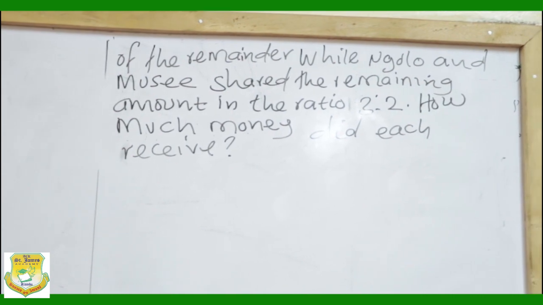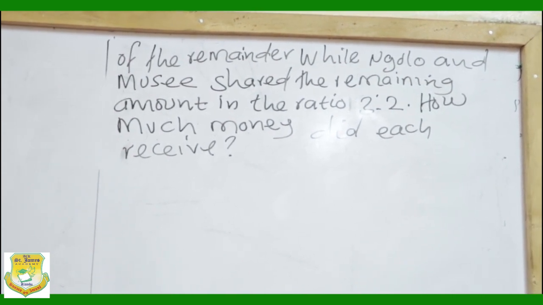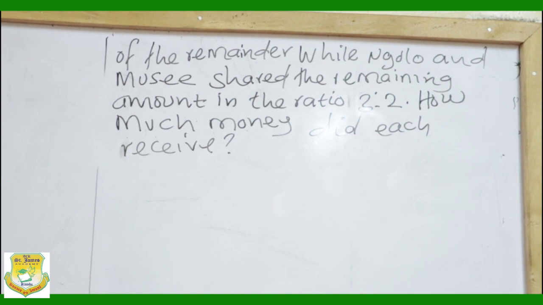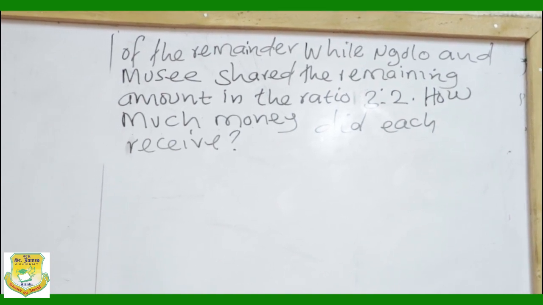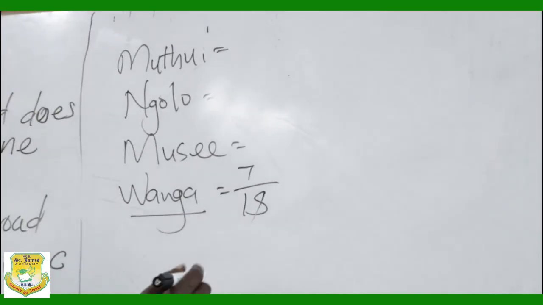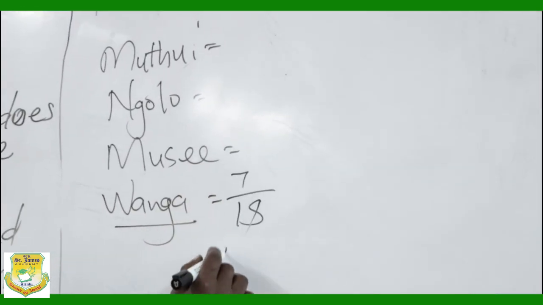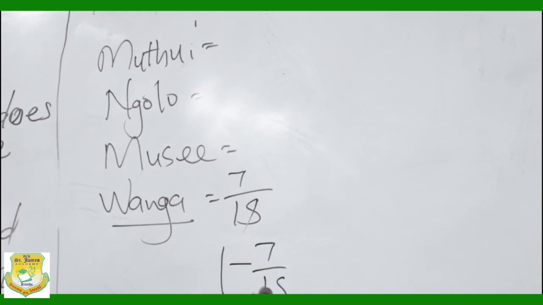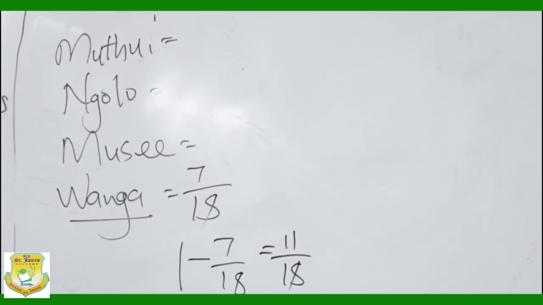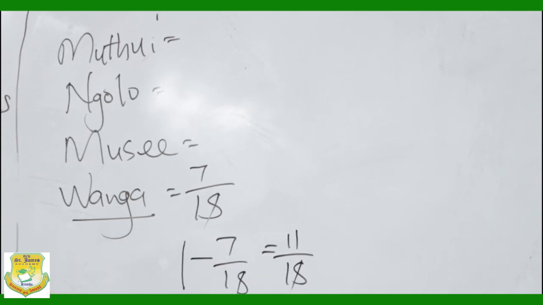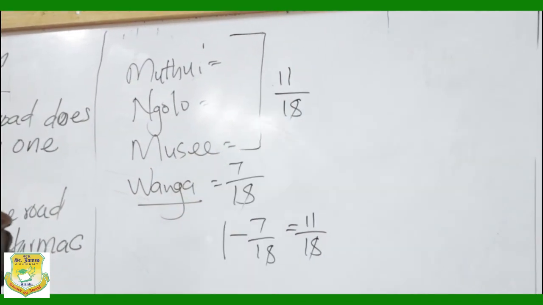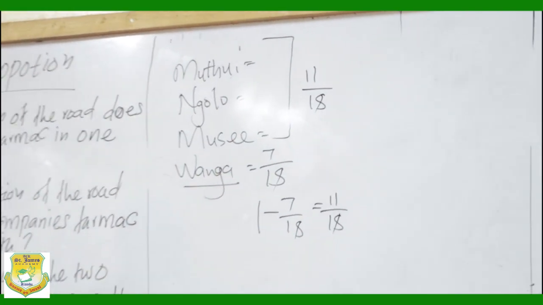How much money did each receive? So we write their names. We have Mbui, Goro, Mzee, and Wanga. Wanga, we are told, got 7 over 18 of the total amount, meaning the three remaining men shared the remaining fraction. So it is 1 whole minus 7 over 18. I write 1 as 18 over 18, 18 minus 7, I get 11. So the three of them share 11 over 18, so that if I add this plus that, I get 1 whole.